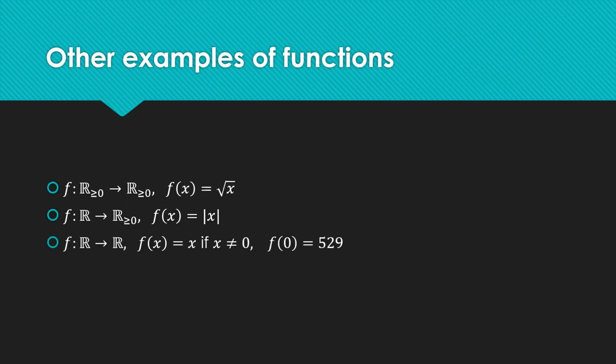Finally, we have this function, which is a piecewise function. It's defined in two parts. If x is not equal to 0, then f of x is equal to x, and we also have that f of 0 is equal to 529.